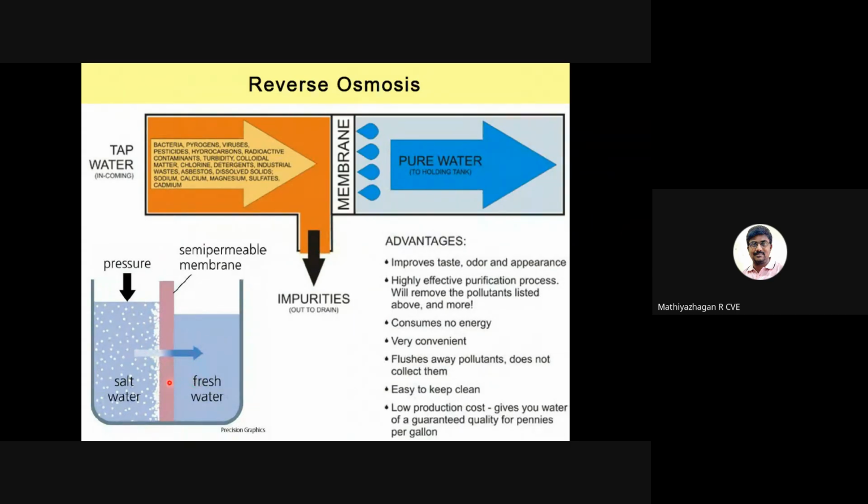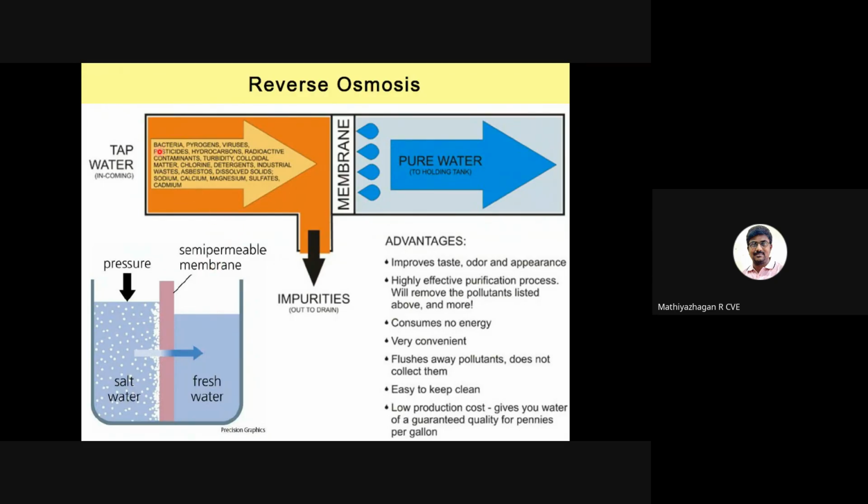See this figure. We are applying pressure on the higher concentration side. This is a semi-permeable membrane. Because the pore size is 10 power minus 3 micrometer, it doesn't allow even a monovalent ion. The monovalent ion is bigger than the pore size of the semi-permeable membrane we used here. Therefore, we get the water alone after the reverse osmosis.